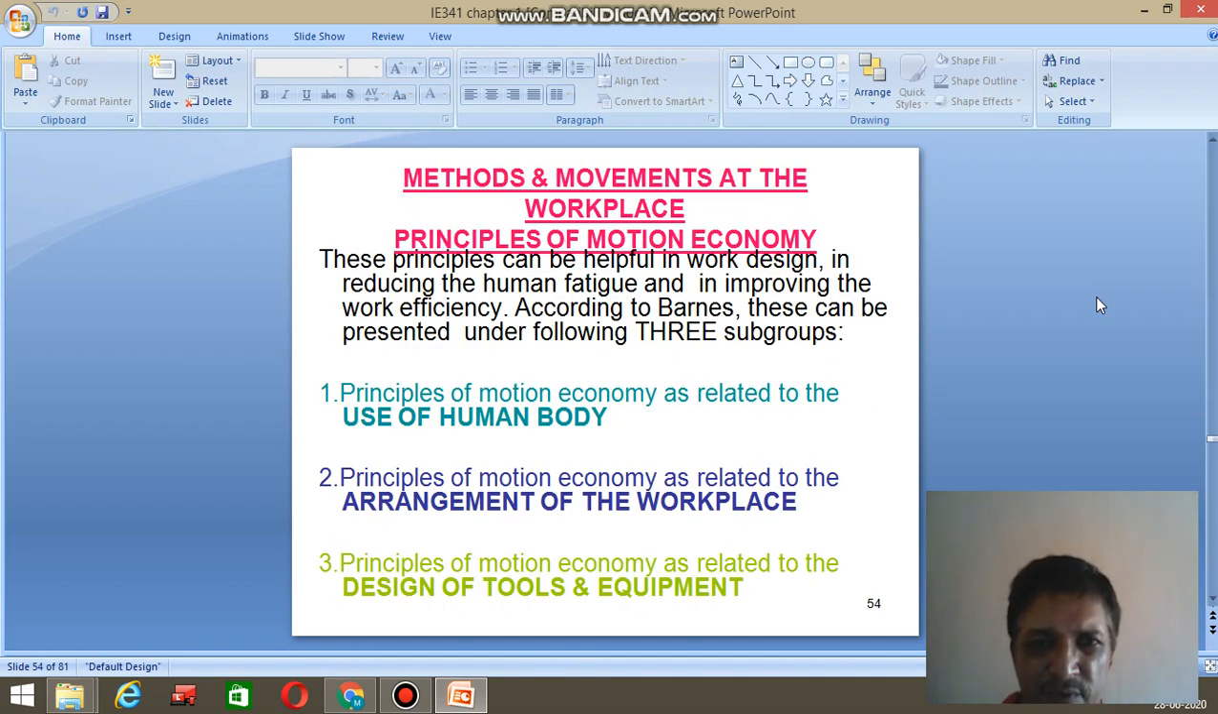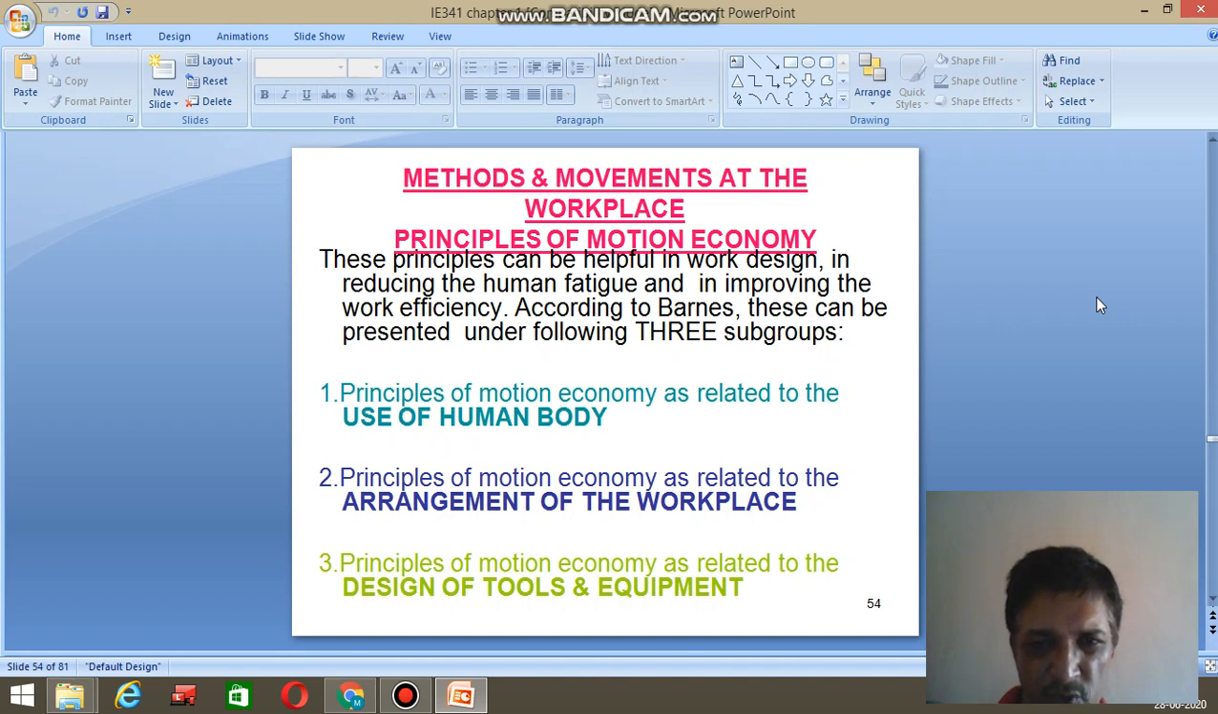Methods and movements, the workplace principle of economics. Let us see that these principles can be helpful in the work design, reducing human fatigue and improving work efficiency according to Barnes. This can be presented under the following three subgroups.